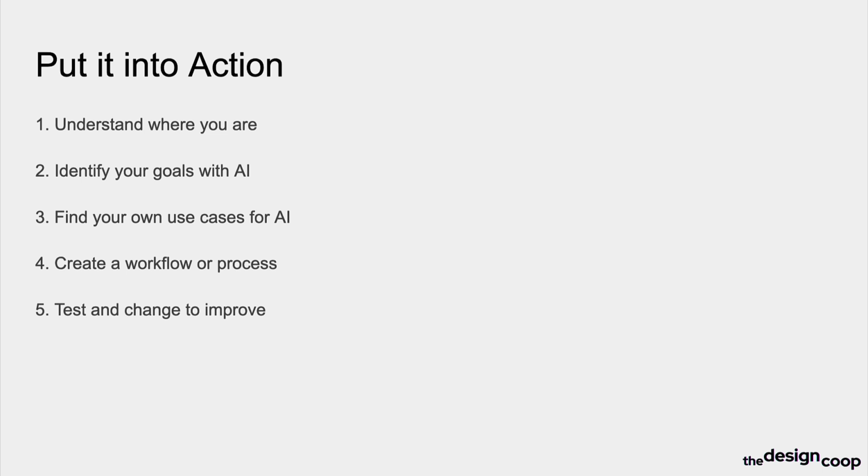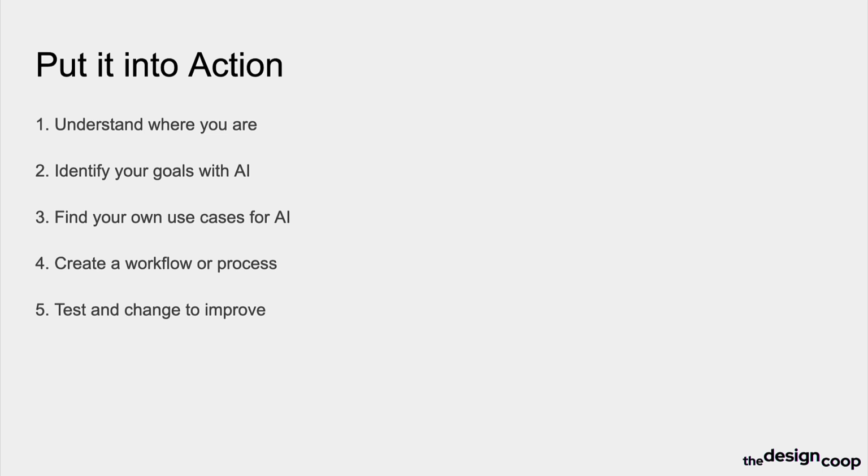Do some research and find your own use cases for AI. For sure it's being used already in your industry and in your sector. So dig around and do some research on the internet and see what it's being used for and what ideas you could borrow and implement. Then you're going to create your workflow or your process. You can use the information on the previous slide to help you with this. And step 5 is to test and change in order to improve the processes, making it more efficient and better for you.